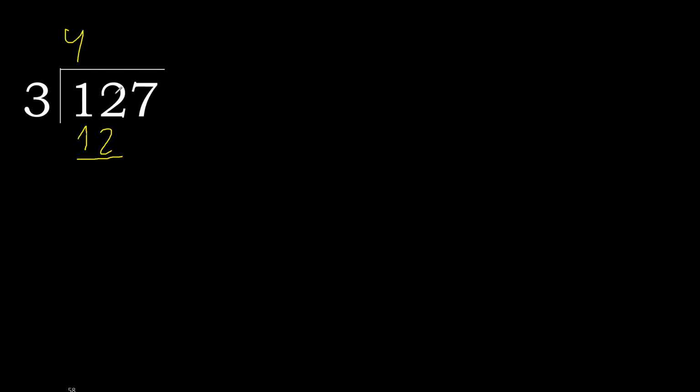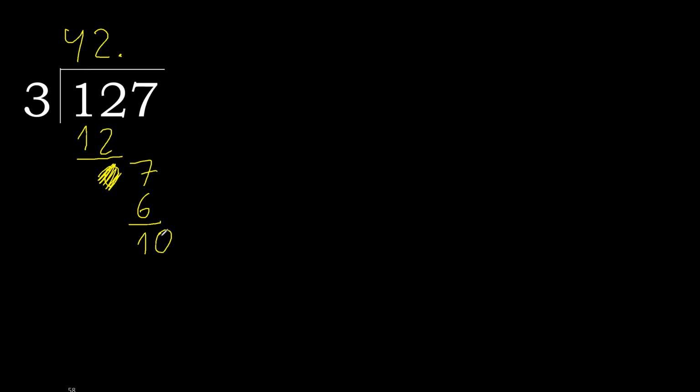Okay, 12 minus 12 is 0. Next, eliminate the 0 on this side. 7: 3 multiplied by 3 is 9, which is greater. Multiplied by 2 is 6, which is not greater. Subtract, complete. There is no number left, therefore complete, always complete with 0.